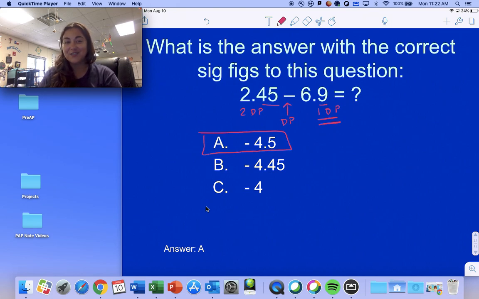Please do not hesitate to ask your teacher, your friend, or anybody else if you need more clarification on sig figs.